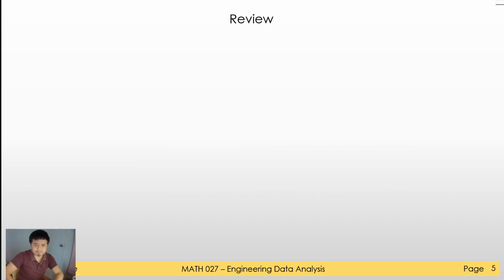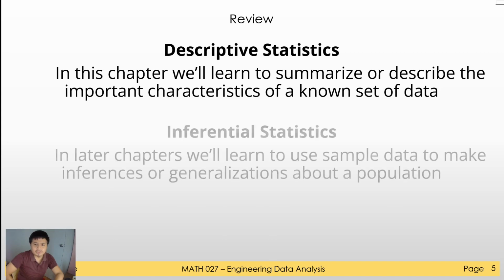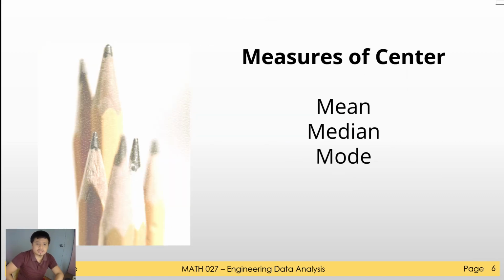Okay, so with regards to the two general categories of statistics, we have the descriptive statistics, and this will be the focus of this topic. And later on, we will also discuss the inferential statistics. So the first one to describe our data, the first thing that we should learn is the measures of center. What is the central tendency of the data? We could describe that using the mean, the median, and the mode.